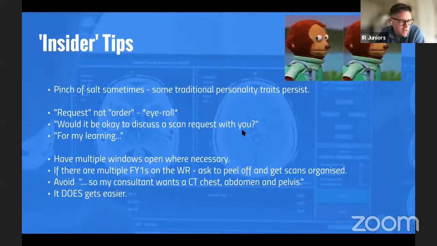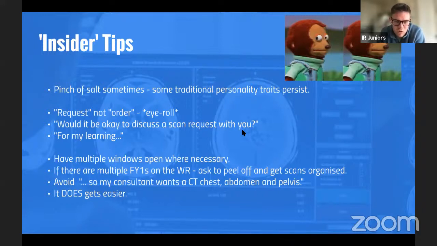I've said it myself, and I make this mistake all the time: requesting a scan rather than ordering a scan. It's just a turn of phrase, but the radiology department and radiographers don't want to be ordered to do anything. Try and get into the habit of using that terminology. At the start of your discussion, when you're on the phone to the radiology registrar on call, start with, would it be okay to discuss a scan request with you?